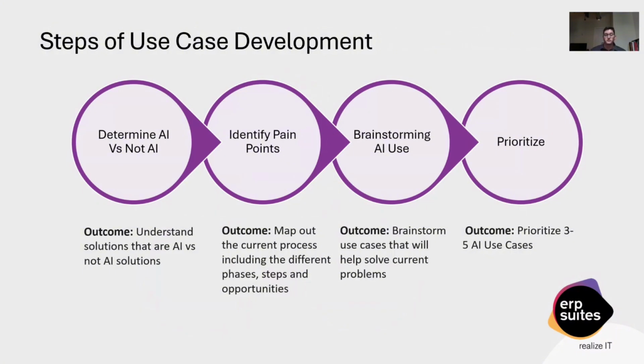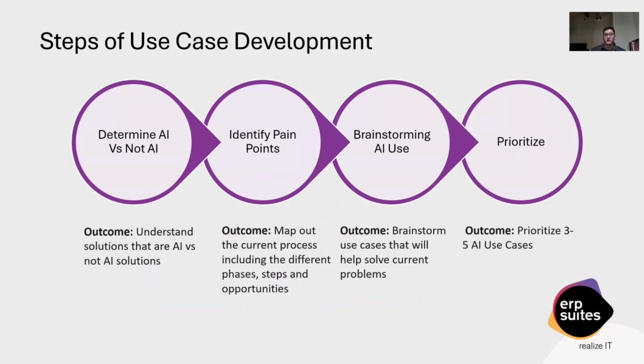The third thing is brainstorming an AI use case, taking those current processes and those pain points you got from the prior step, and starting to brainstorm potential AI use cases with the AI technology that would be involved in building out that use case.